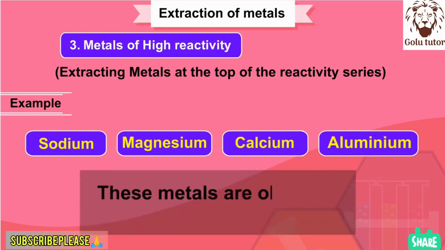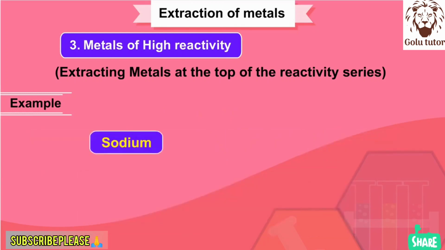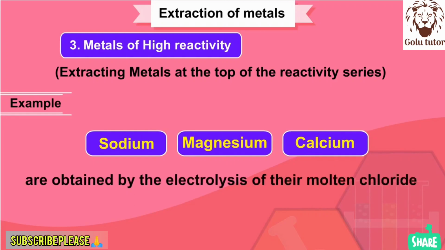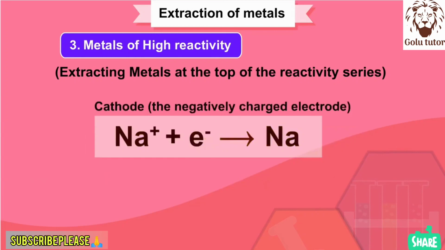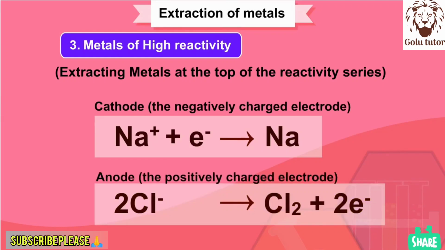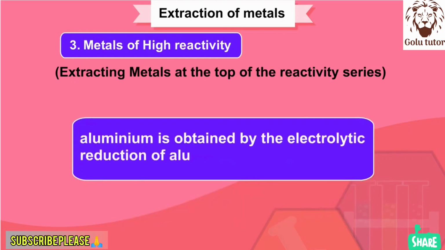These metals are obtained by electrolytic reduction. For example, sodium, magnesium, and calcium are obtained by the electrolysis of their molten chlorides. The metals are deposited at the cathode, the negatively charged electrode, whereas chlorine is liberated at the anode, the positively charged electrode. The reactions are: similarly, aluminium is obtained by the electrolytic reduction of aluminium oxide.